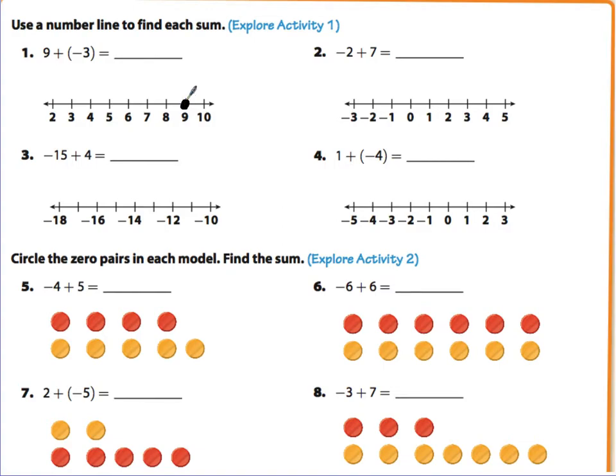So here I plotted at 9. This tells me to go right, but that actually tells me to go opposite and go left. 3 spaces, 1, 2, 3. So the answer is 6. And I know that because 9 has the larger absolute value.